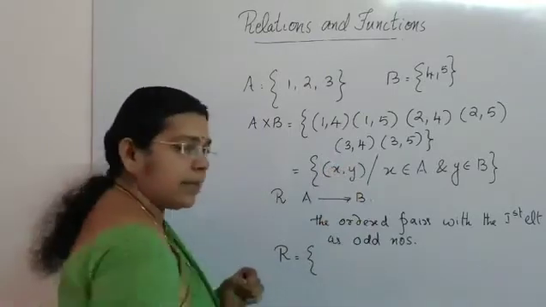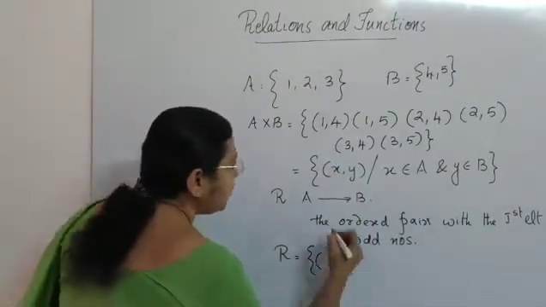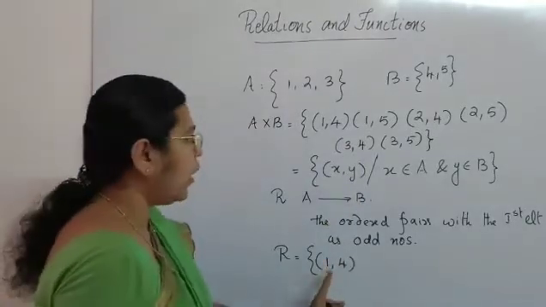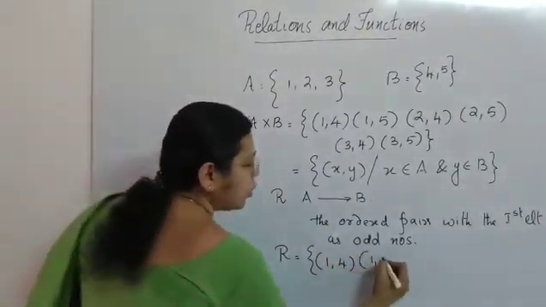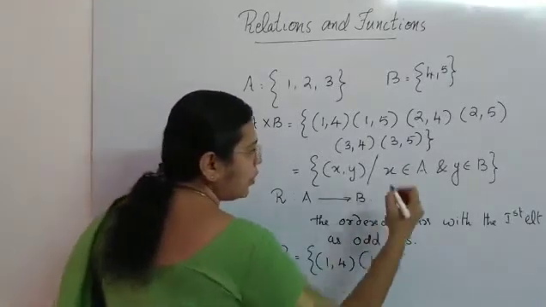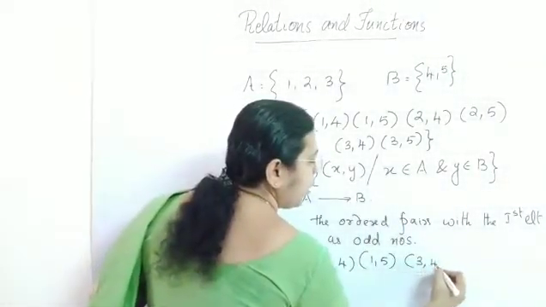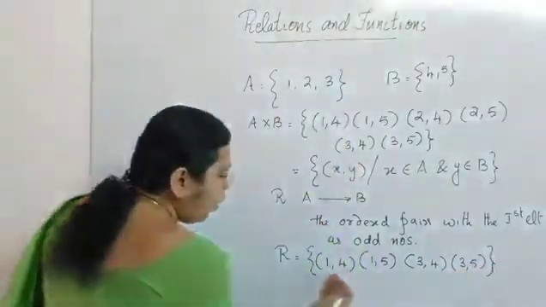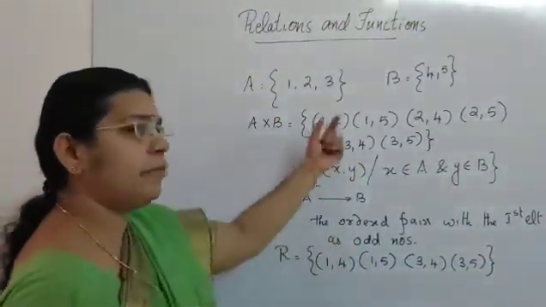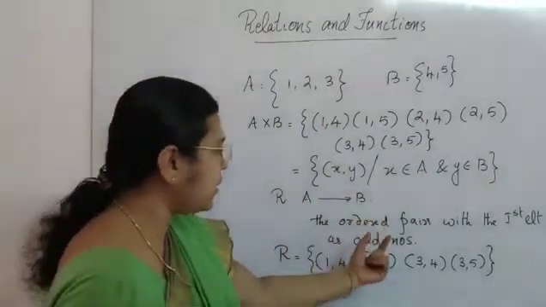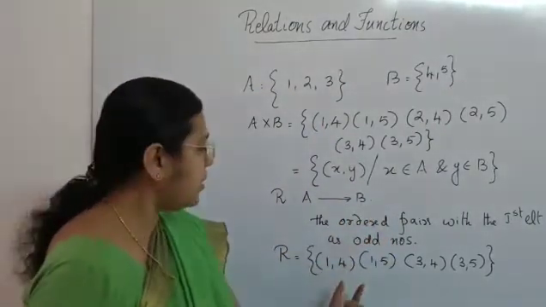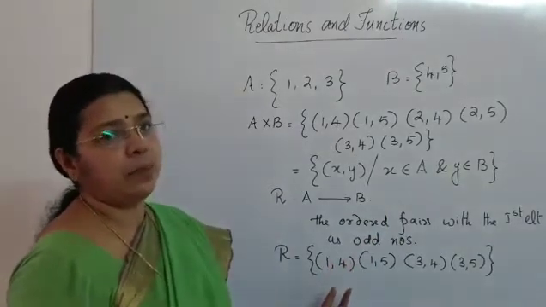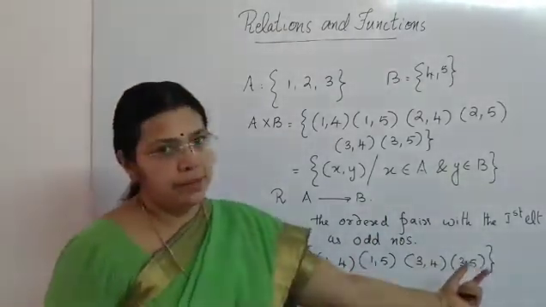It gives me another set where the first element of the ordered pair is an odd number: (1, 4). Then which is the next one? (1, 5). Which is the next one? (3, 4). And then finally we have (3, 5) also. Now look at all the ordered pairs that I have taken from the Cartesian product under this particular relation: each has the first element as an odd number.